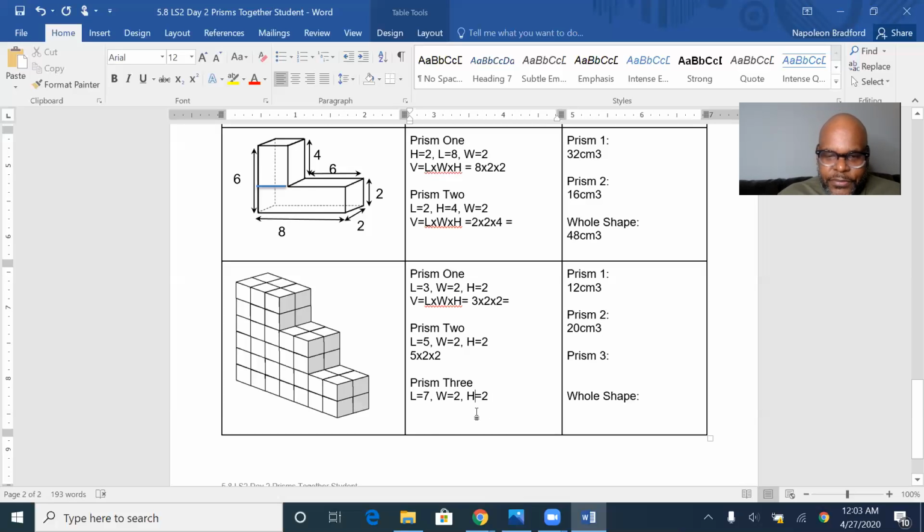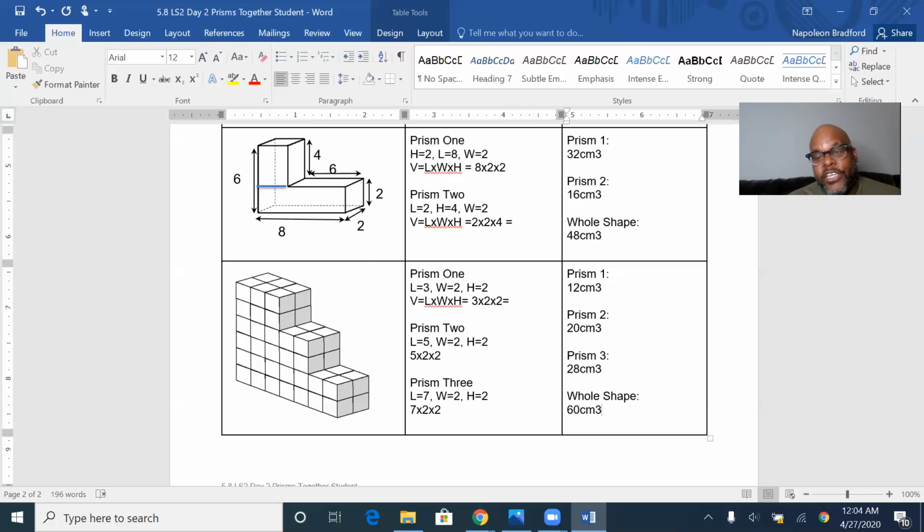And then the last one, prism 3, is 7 times 2 times 2, which is equal to 28 centimeters cubed. So what's the total? It's going to be 12 plus 20 plus 28. What'd you get? 20 plus 28 is 48, plus 12 is 60. You should have gotten 60 centimeters cubed.